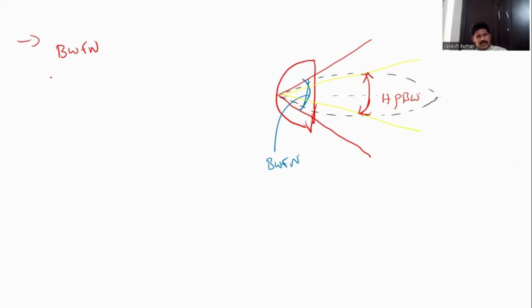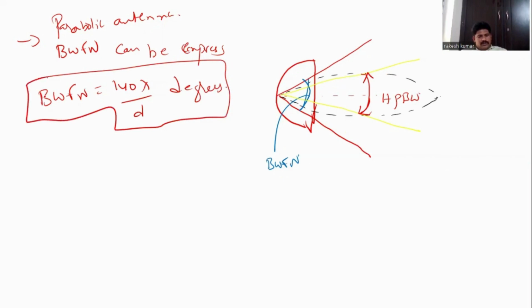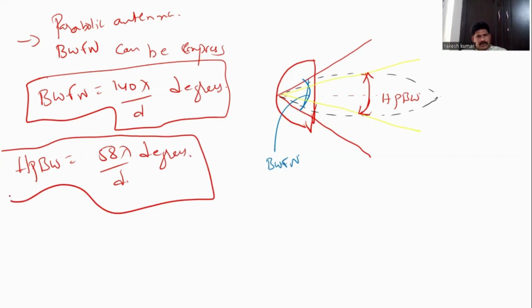Okay. So assuming a larger aperture, the beam width between first nulls for a parabolic antenna can be expressed as beam width between first nulls is equal to 140 lambda by d degrees. 140 lambda by d degrees. Okay, so where lambda by d. Similarly, half power beam width is 58 lambda by d in terms of degrees. So half power beam width is equal to 58 lambda by d.